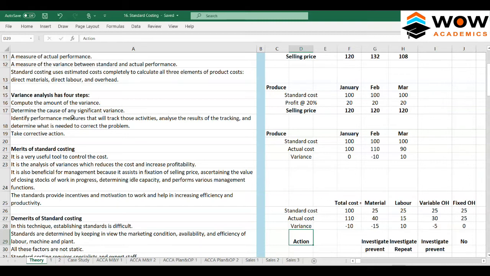Identify performance measures that will track those activities, analyze the results of the tracking, and determine what is needed to correct the problem. So find out what is the underlying problem, and try to solve that problem. Take corrective action. So that's about, I think, that we have done. So variance analysis, I hope you have understood it.